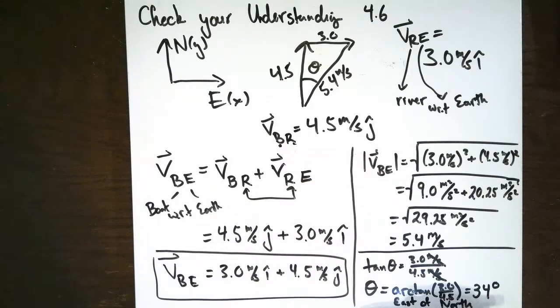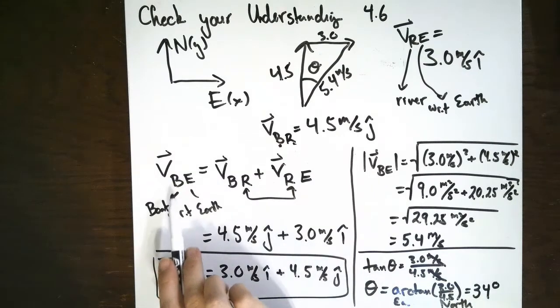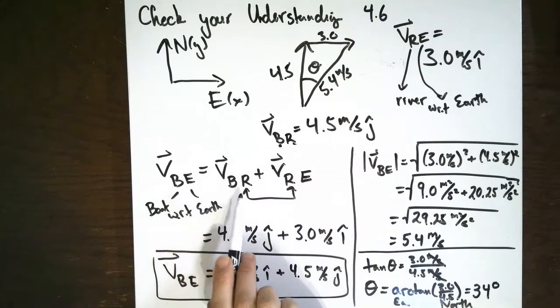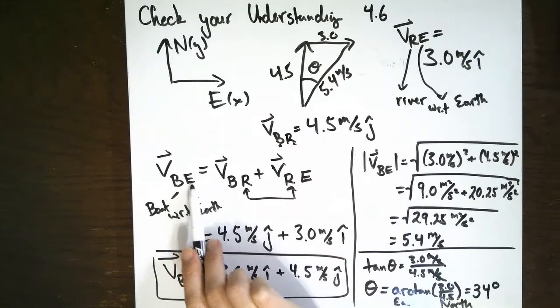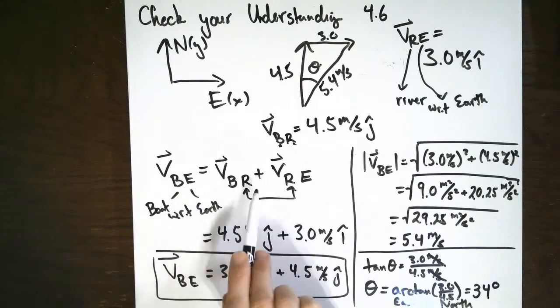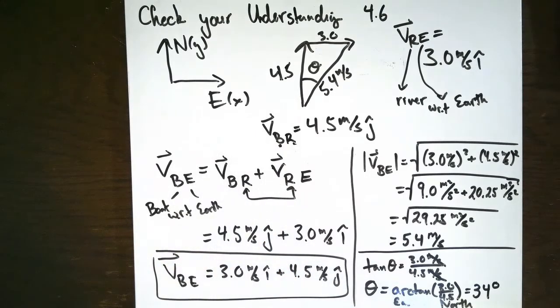And that's how you solve a relative velocity problem. The important thing is to make sure that you set up the equation so it follows the rules: first subscript, last subscript, and the middle subscripts are the same. Then you can add or subtract as you need to. But there you go.